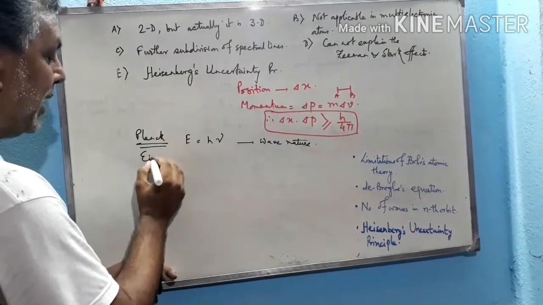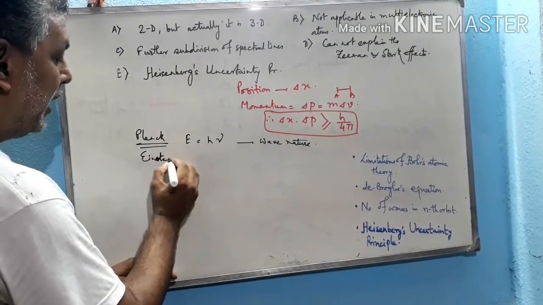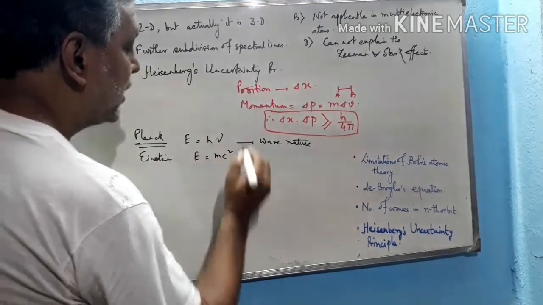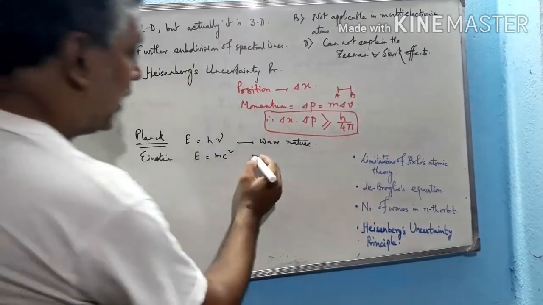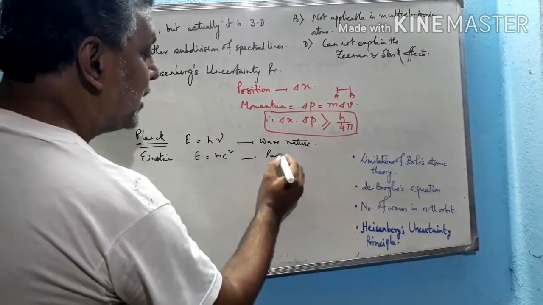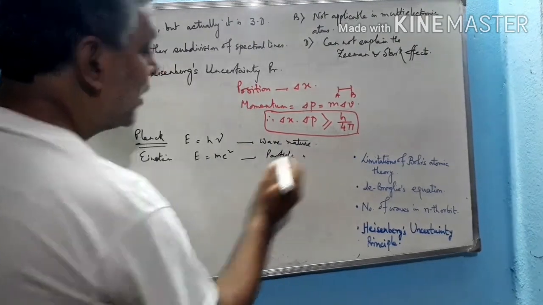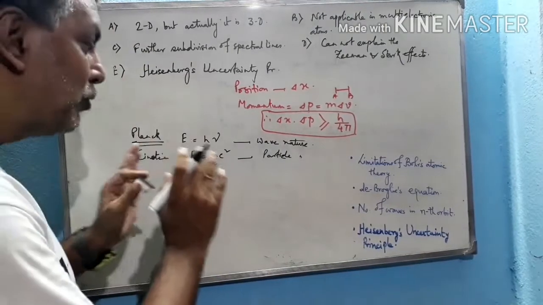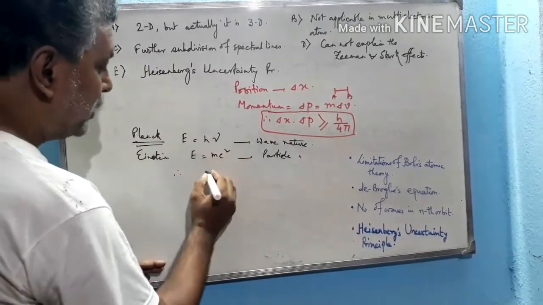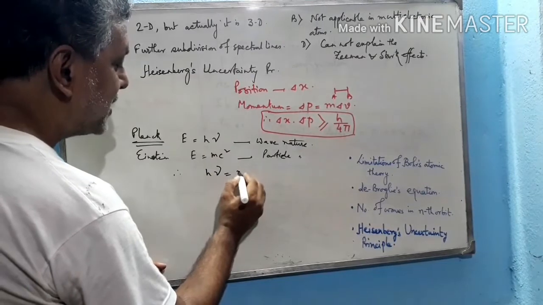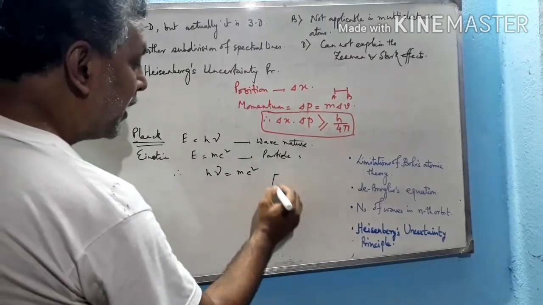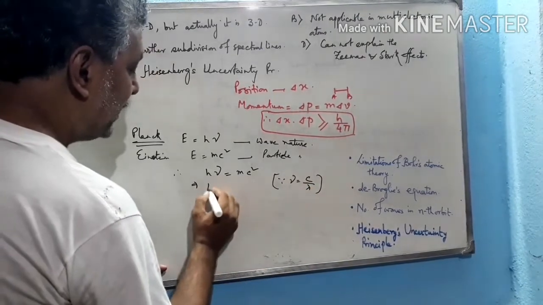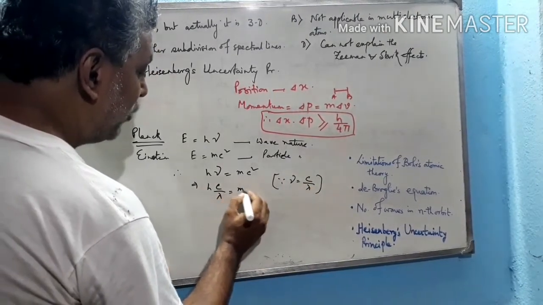Now according to Einstein, how is energy related with mass? We know that E equals mc square. This is the mass energy relationship. Here mass means it is the particle nature. By combining these two, because both explain the same amount of energy E, we can write h into nu equals mc square, and since nu equals c by lambda, instead of nu we can write h into c by lambda equals mc square.